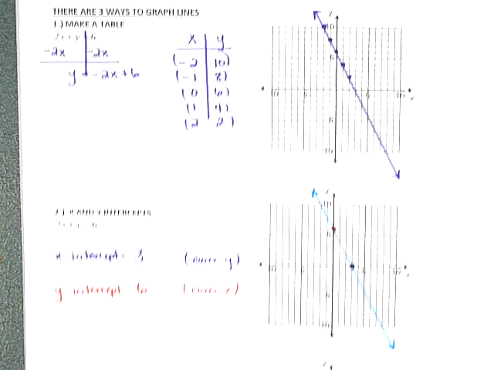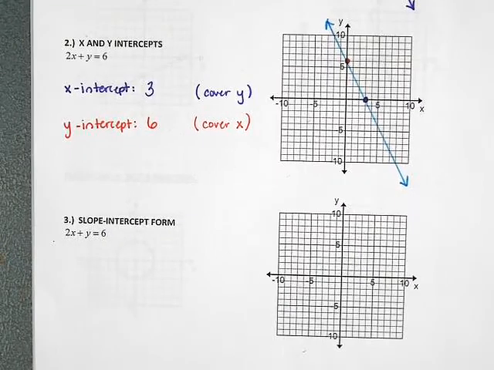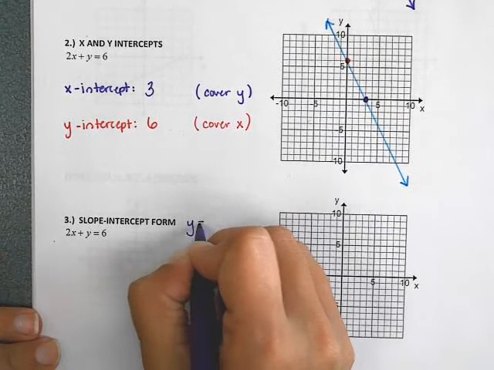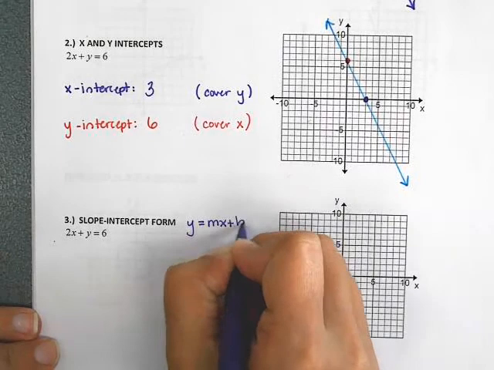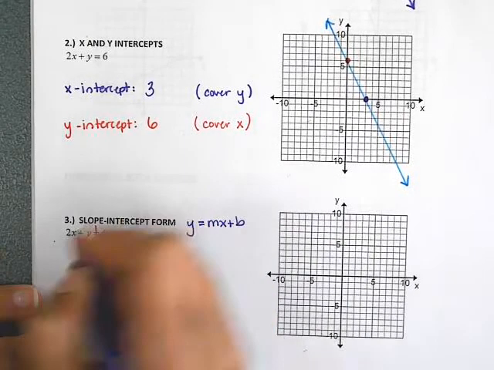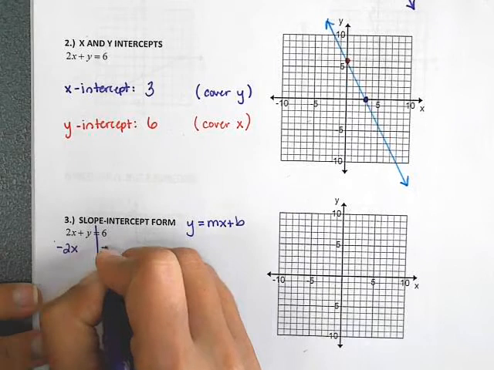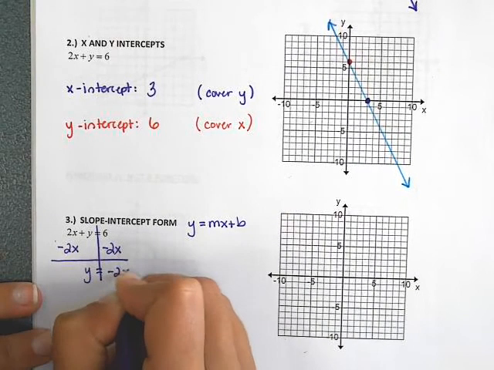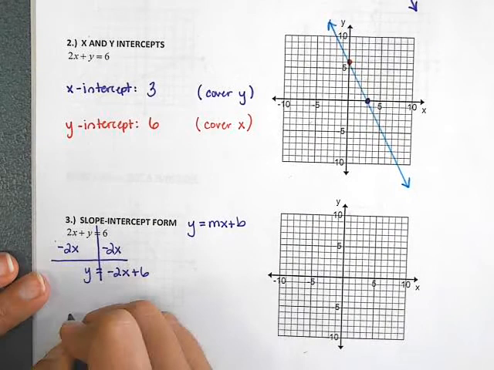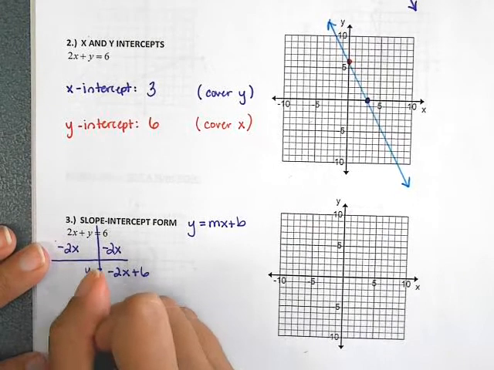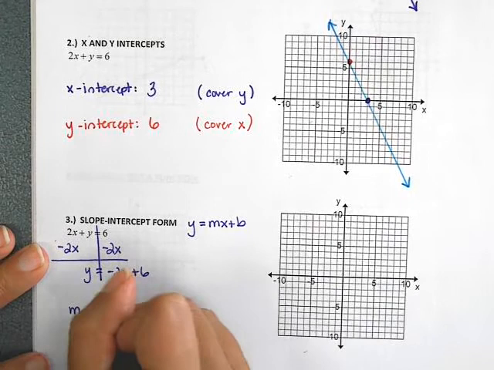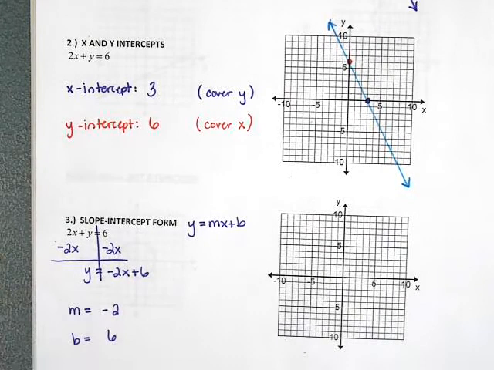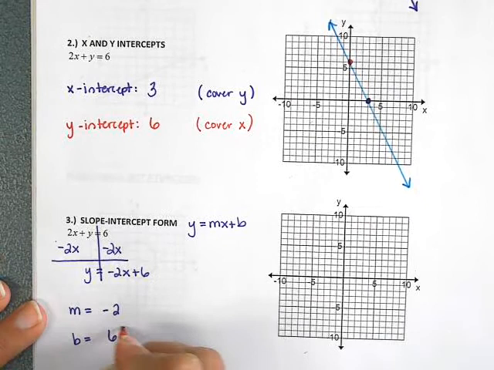The last way that we learned how to graph was using something called slope-intercept form. In other words, y equals mx plus b. So the first thing we would need to do here is get the y by itself. So we would get y equals negative 2x plus 6, which means my slope and my y-intercept would be negative 2 and 6.